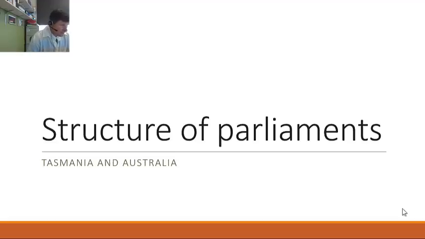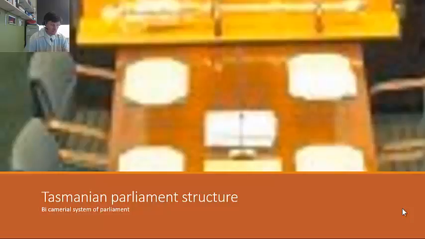This lesson is a brief overview of the structure of parliaments in both Tasmania and Australia. Let's start with the Tasmanian parliamentary structure. It is a bicameral system of parliament. That means there's two houses of parliament.